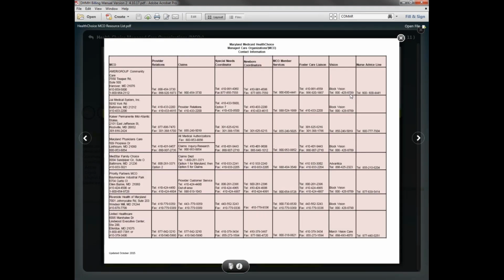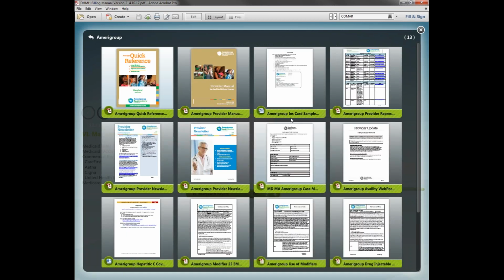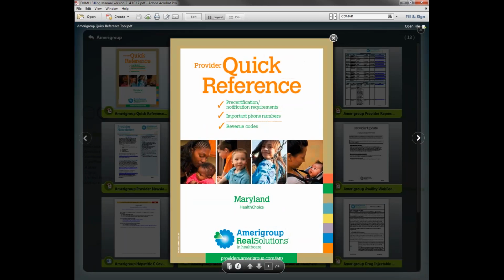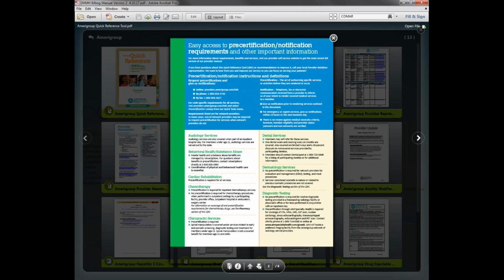This is the Maryland Medicaid Health Choice contact information, along with being on the website. I won't go into every folder because we have so many, but in each one, this is a MCO group, and here's a quick reference guide which we included. This type of information is really helpful for your front desk people.